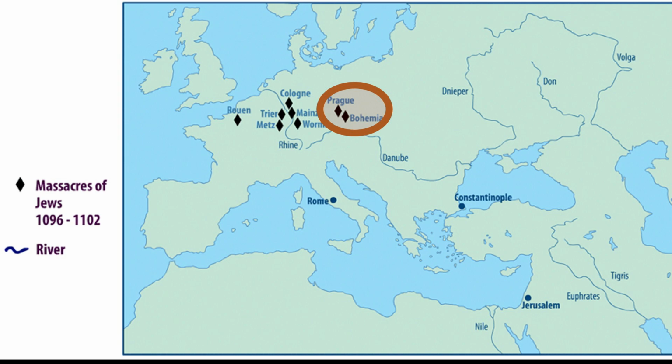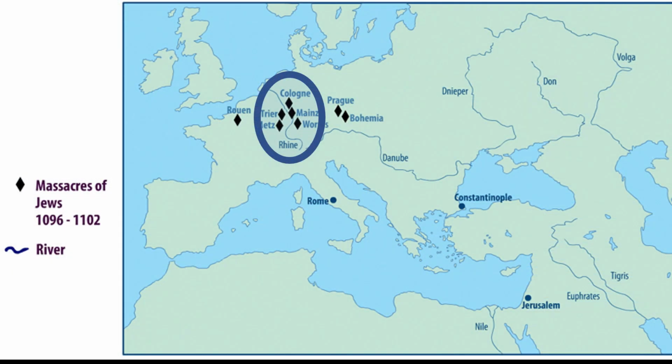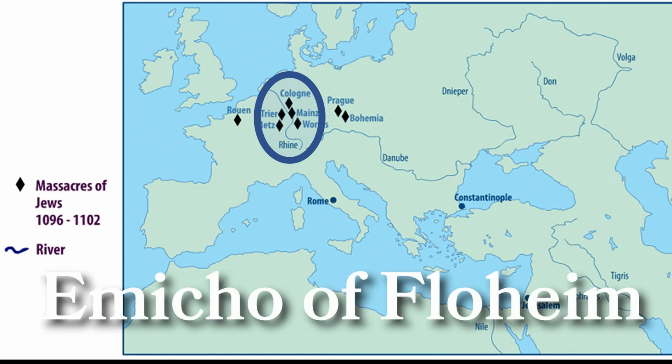However, there is one crusade leader in particular that this video really focuses on, and he's the one who directed the most sustained attacks against Jews in the Rhineland. His name was Emico, and he was the Count of Floheim. His religious fanaticism was so extreme that rather than simply put a cross on his clothing, as most crusaders did, he is said to have physically carved one into his own forehead. That gives you some idea of where he was coming from.